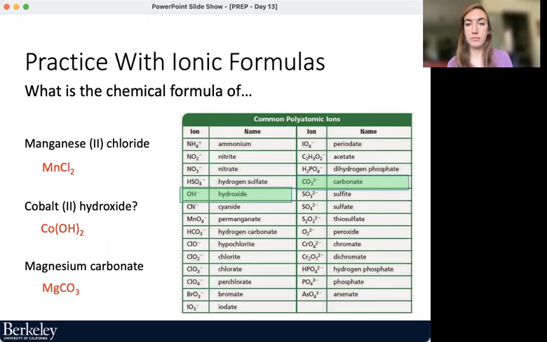Is the positive one always come first? Yes. Okay. Good question.